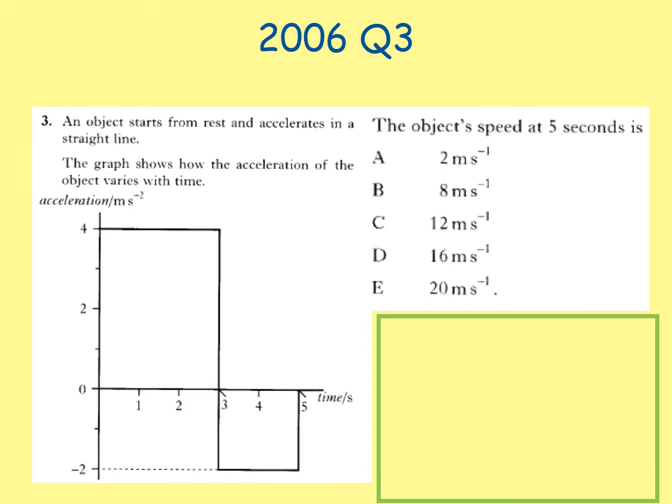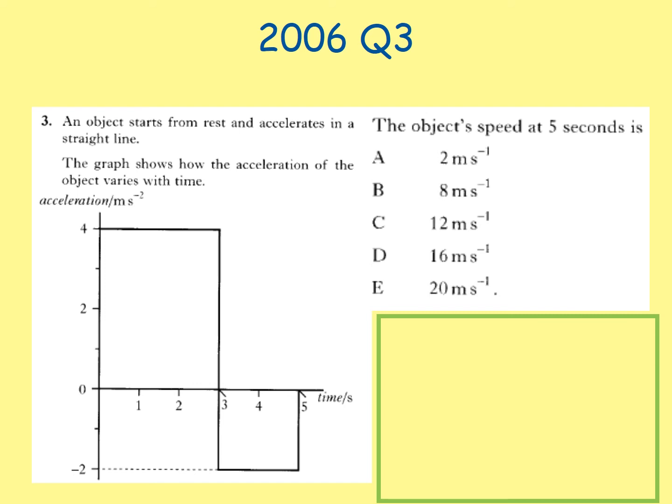An object starts from rest and accelerates in a straight line. The graph shows how the acceleration of the object varies with time. So we can see we've got an acceleration time graph here. We want to work out the object's speed at 5 seconds. And to do this, we can work out the area under an acceleration time graph.